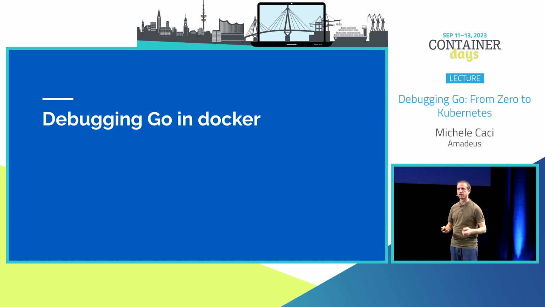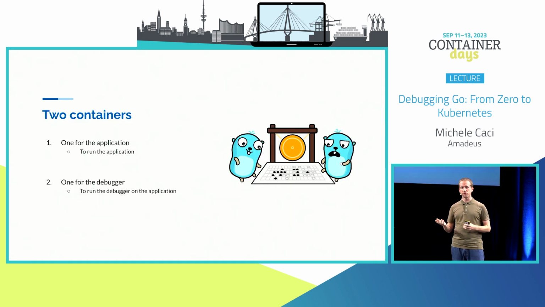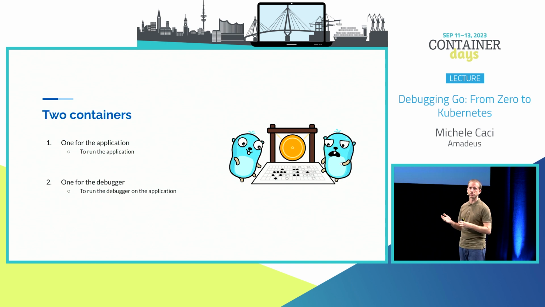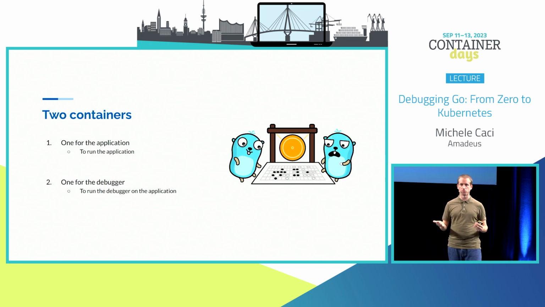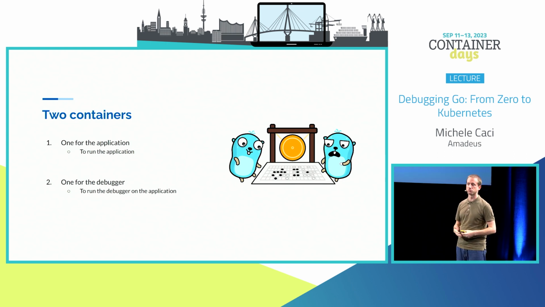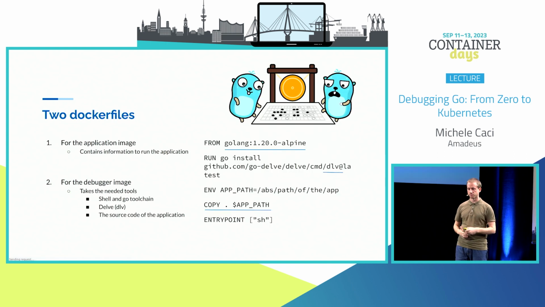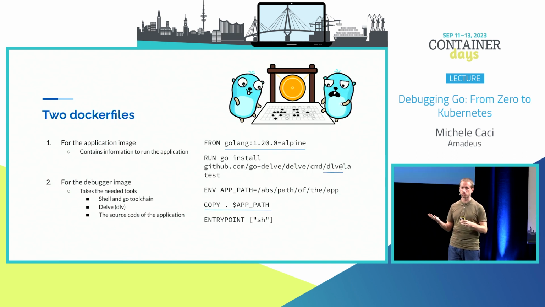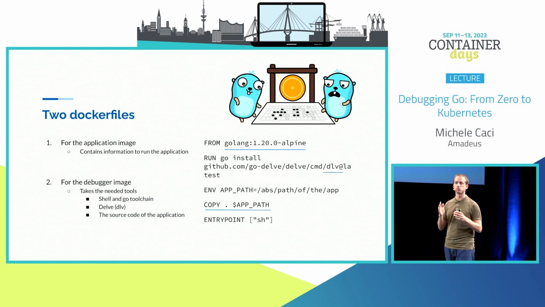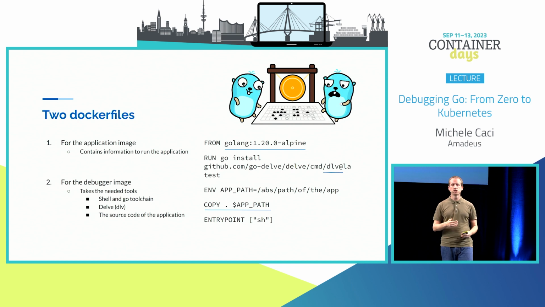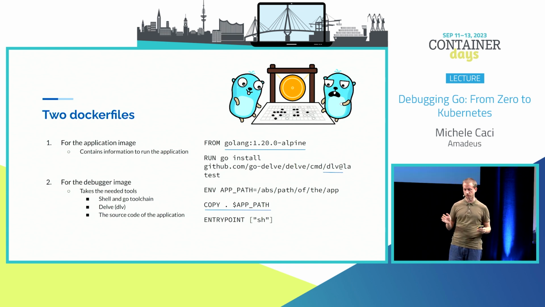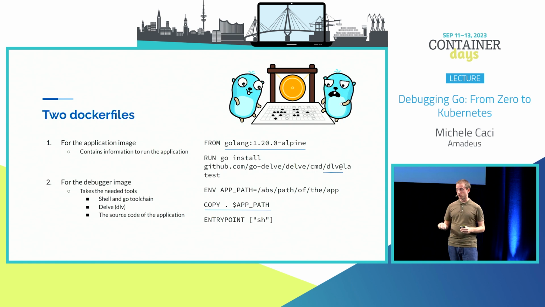So let's see how to debug a Go application running in Docker. First of all, we'll need two containers, one for the application, which is responsible for running the application, and one for the debugger, which is responsible for running the debugger and debugging the application. Fairly easy so far. Now, since we need two containers, we will need two Dockerfiles. Again, one for the application, which contains only the information needed to run the application, so as if there was no debugging involved. Then we will need the Dockerfile for the debugger image. And this one is more specific.